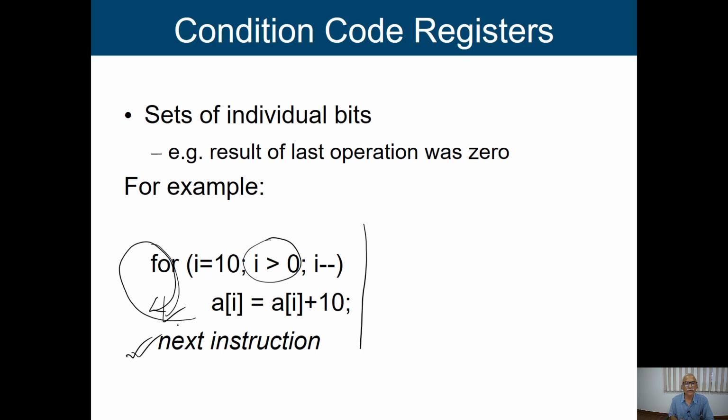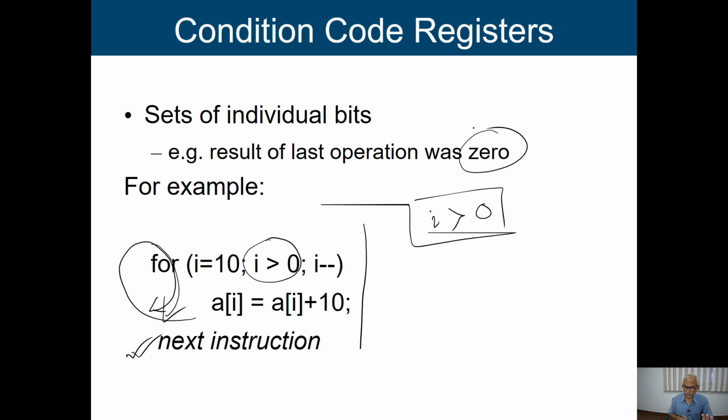Now what is the condition we are talking about here? I am saying that if I is greater than 0, this is the condition. Now how are we going to check whether I is greater than 0 or not? To check these things we are going to use those particular flag bits. Here I can say that we may have a flag bit called 0, and when my result is 0, this flag bit will be set to 1, otherwise it will be 0.